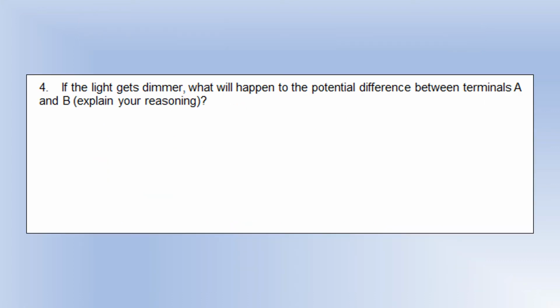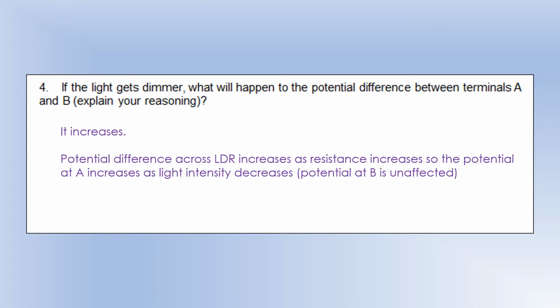So if the light gets dimmer, what happens to the potential difference between A and B? Well, it's going to get bigger. Essentially it'll go above 0. The potential difference across the LDR increases because its resistance has got bigger. That's what the potential divider equation really tells us. The potential at A has to be higher if it's going to lose a bigger amount across the LDR. The potential at B hasn't been affected. We haven't changed anything in that circuit. So the potential difference between A and B is going to get bigger.